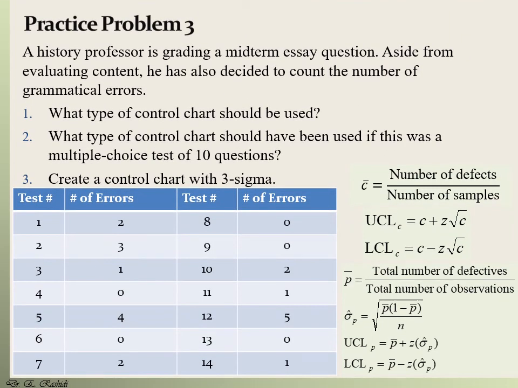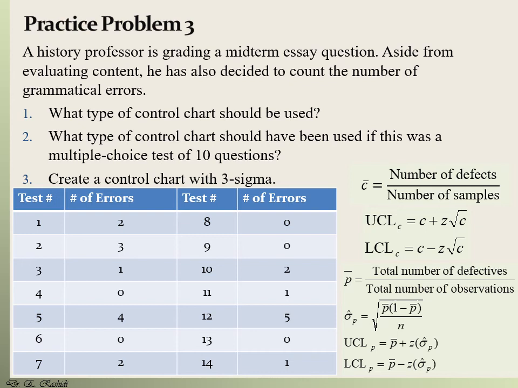Next practice problem. A history professor is grading a midterm essay question. Aside from evaluating content, he has also decided to count the number of grammatical errors. So you have the information in this table right here. Suppose that he has 14 students in his class, and you can see in this table the number of grammatical errors that each student has made in his or her test. So for example, the first student has made 2 grammatical errors, the second student has made 3, and so on and so forth. So we have it for 14 tests.